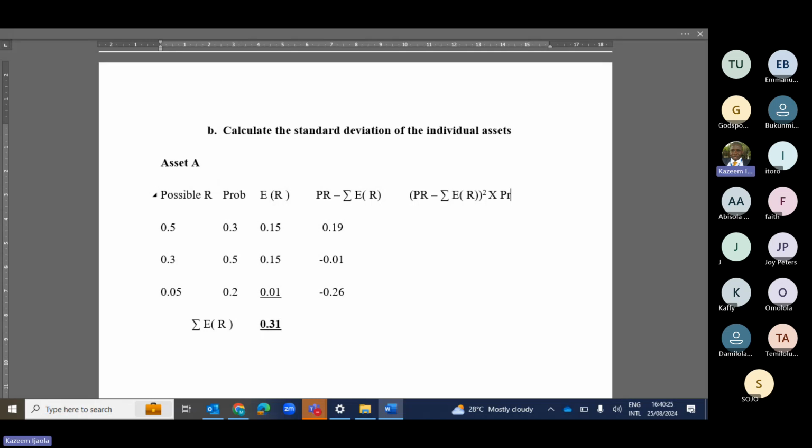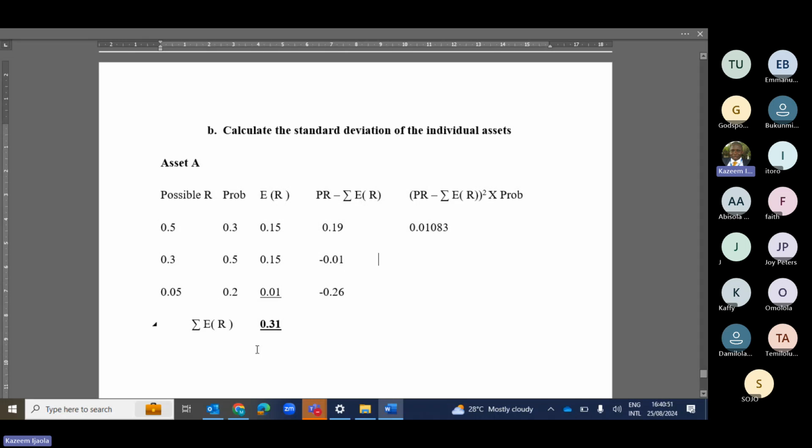Okay, so let's do it now. It will be 0.19 raised to power 2 multiplied by the probability. 0.3 is the probability, times 0.3. What is the answer? The answer should be 0.01083.